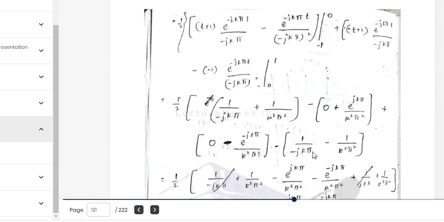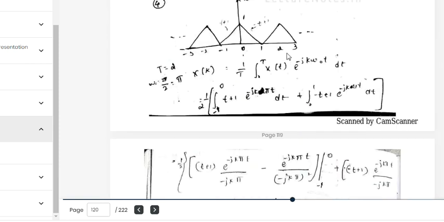So I hope the Fourier series will be this one, and if any problem is there, we'll discuss. This problem is solved in the Uday Kumar book. Just check the solution of this one.